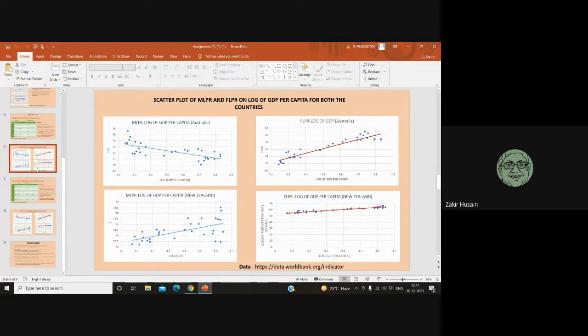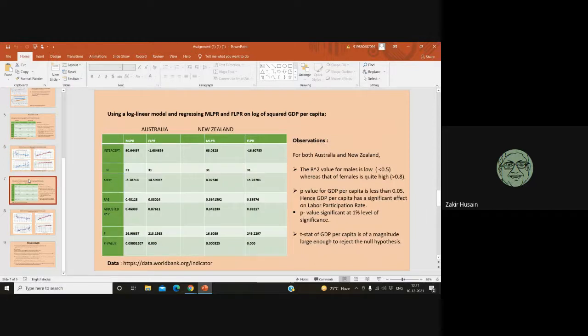In one case, you're writing FLPR. In the graph below that, you're writing labor participation rate, female. In the right-hand panel, you have written LPR. Whether it's male, female, it's not there. At the bottom, the y-axis is just given as a bracket. Okay, go to the regression, slide 7. You start, the first row is intercept.